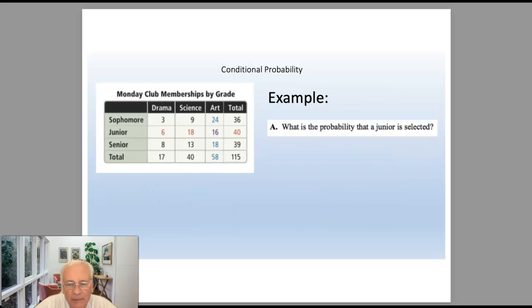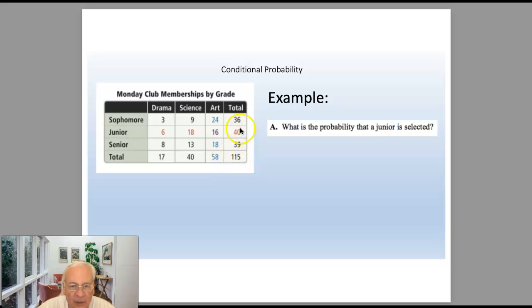Guys, as an example, here's a table of frequencies. What's the probability that a junior is selected, just from all of them? That's not conditional. I'm just going to pick a student. What's the chance I get a junior? Well, the total students is 115. That number goes on the bottom.